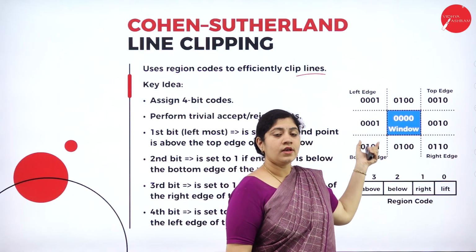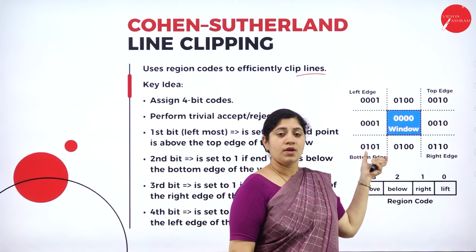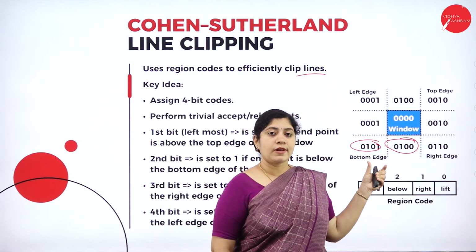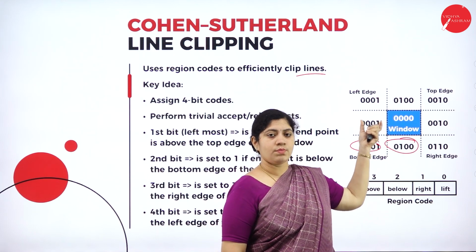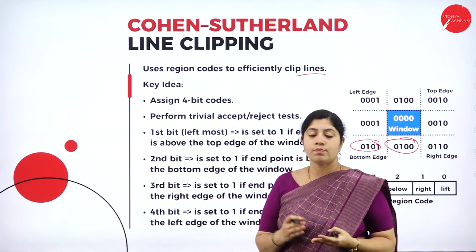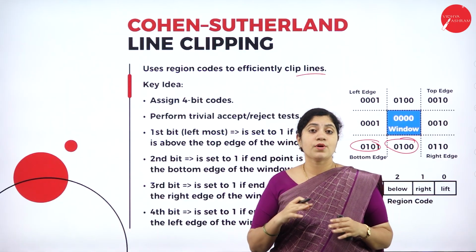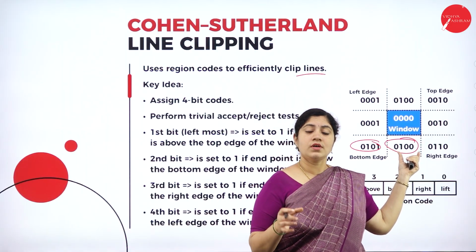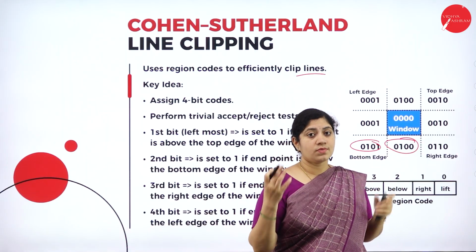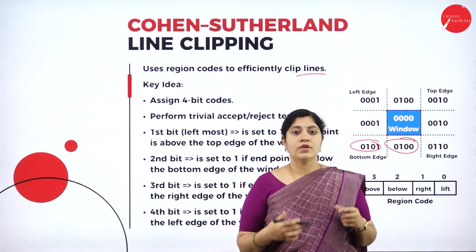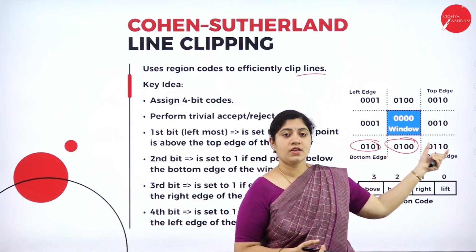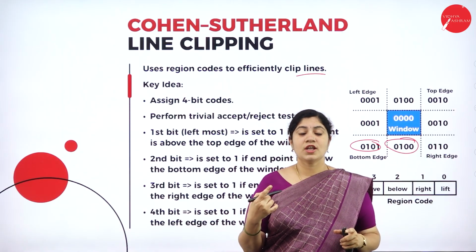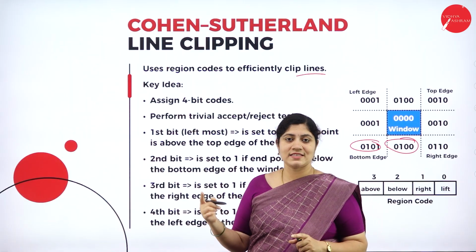Initially, we will subdivide the window and apply various 4-bit codes. We apply 4-bit codes for each and every portion. Then we perform the trivial accept or reject test. In the sense, it will verify whether that portion of the image is to be considered or rejected. Now we know that we will be subdividing the portion with zeros and ones, right? Now, what is the importance of those zeros and ones? Let's see one by one.